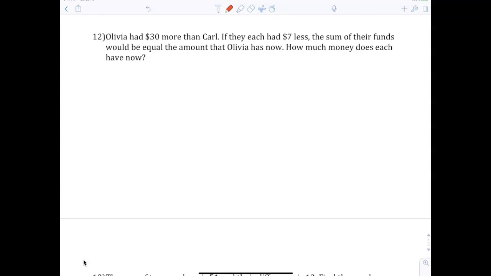All right, the first equation. Tell me. O equals C plus 30. What? Okay, so that's why we don't do O for Olivia, right? We're going to call Olivia L.